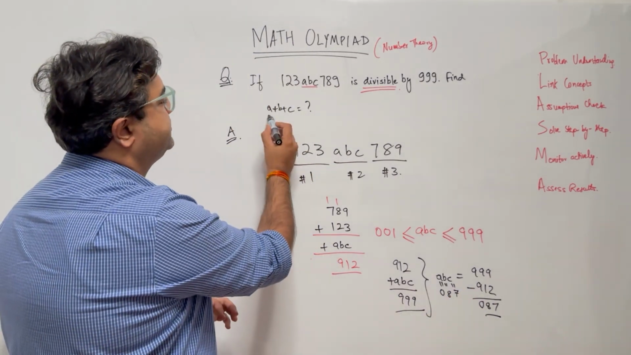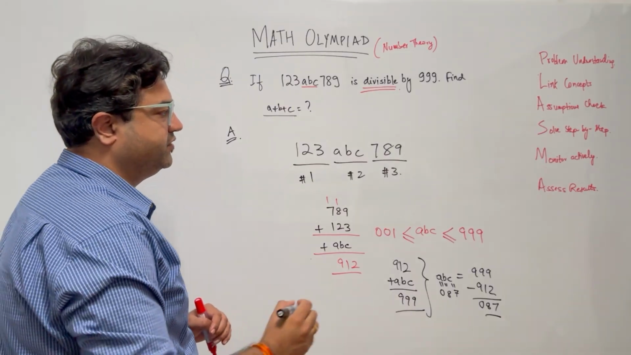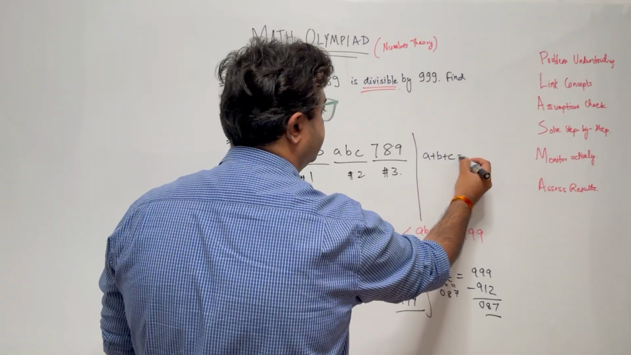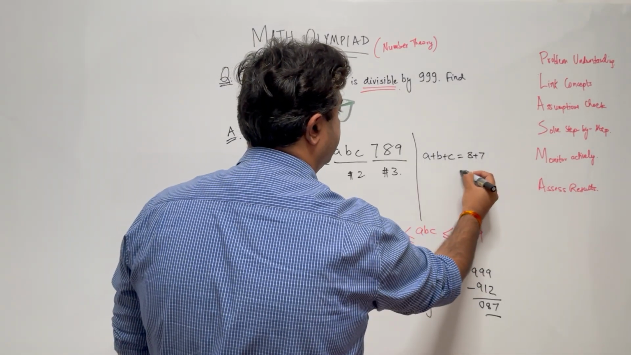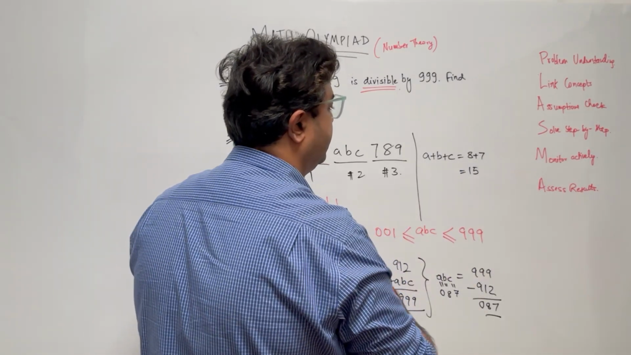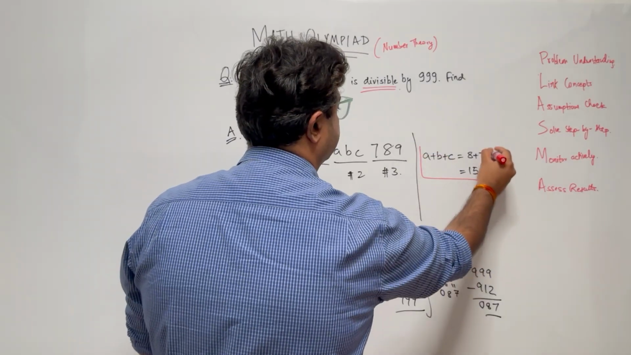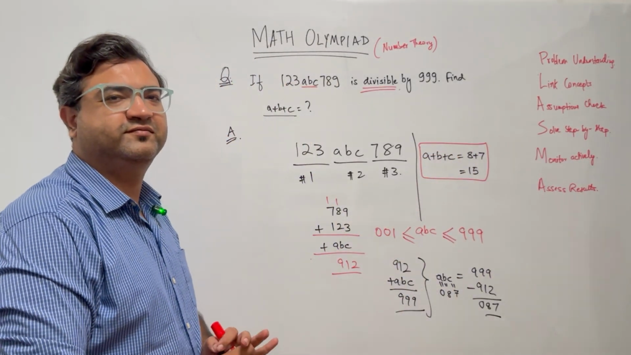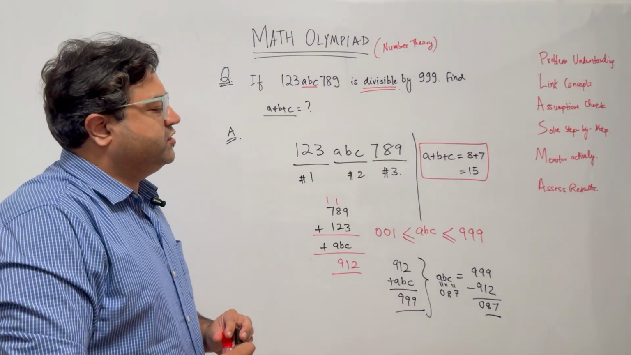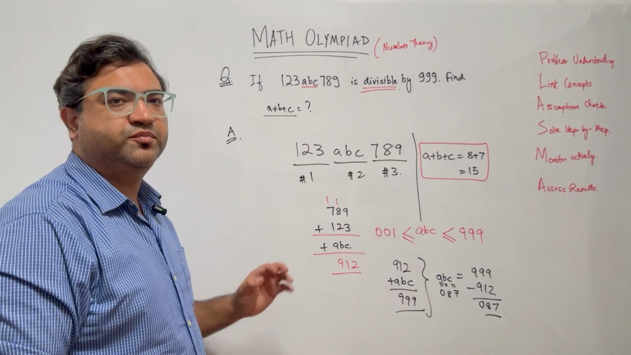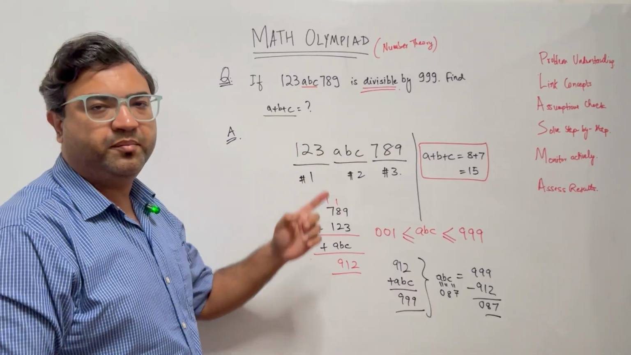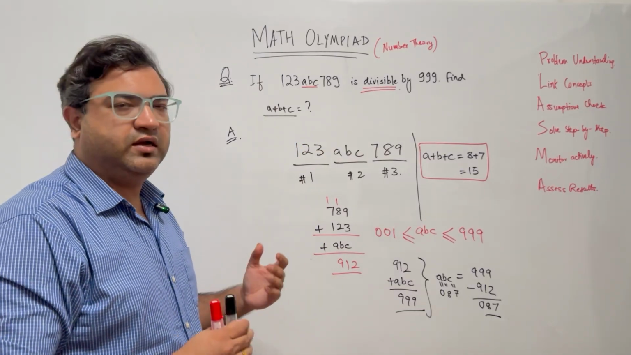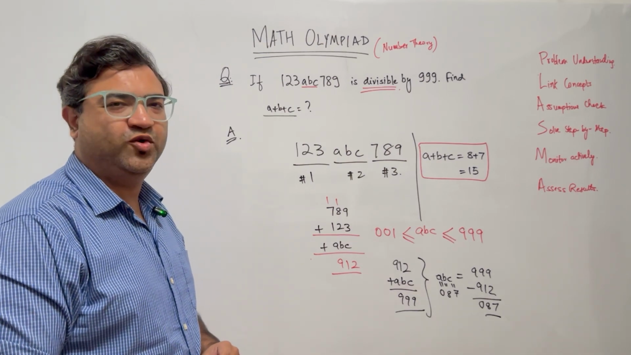So the question we are asked is, what is the value of A plus B plus C? So A plus B plus C is 8 plus 7, which is equal to 15. And that's our answer. So we learned some concepts here about number theory, and the previous one was on series. Keep watching, keep learning, and hope you like this video.